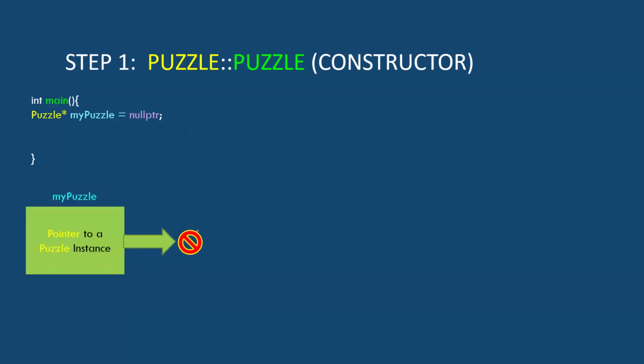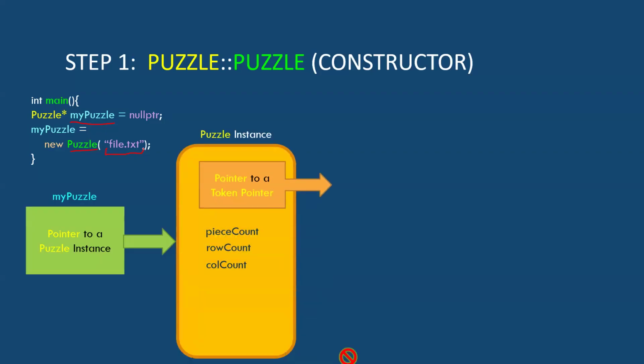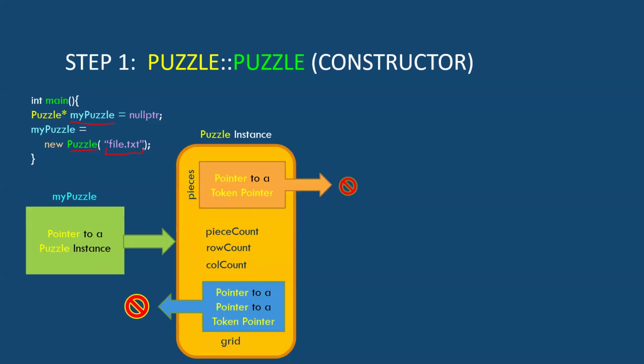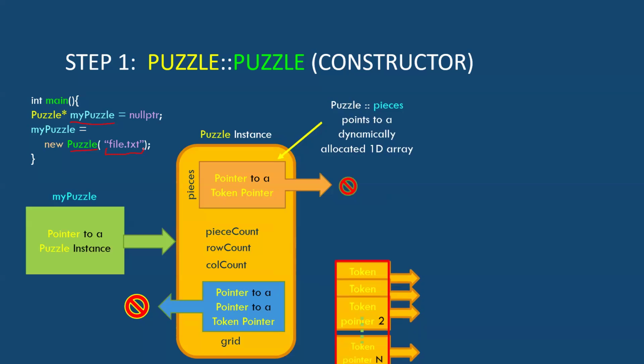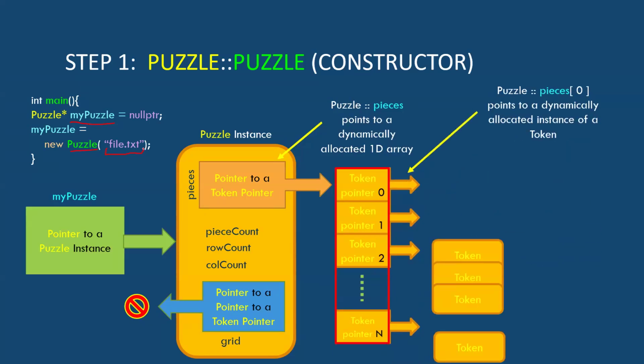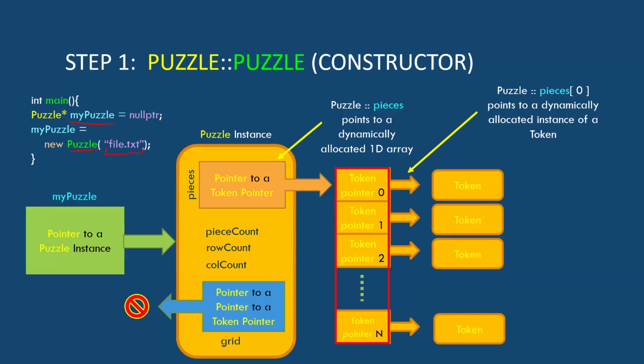So we have this null pointer. It's not pointing to an instance yet, but now we say my puzzle equals new puzzle, and we give it some file name. Your constructor for the puzzle class, which you're going to have to write, is going to open the file, read the file, create the dynamic array of pointers, all of that stuff, for the list of pointers. The constructor is only going to do this stuff over here on the right side.